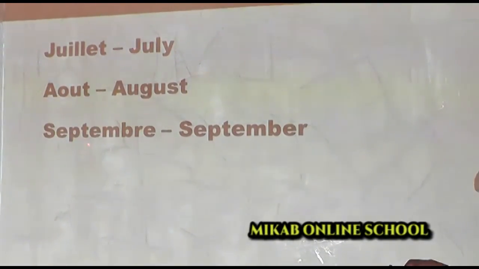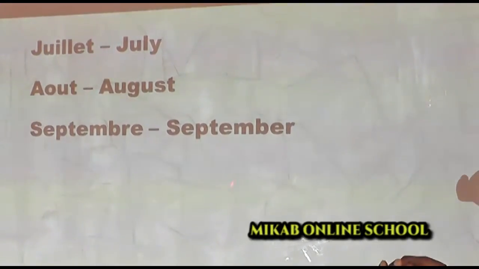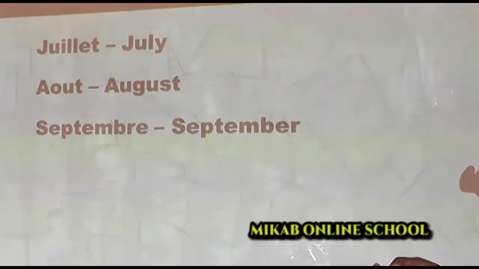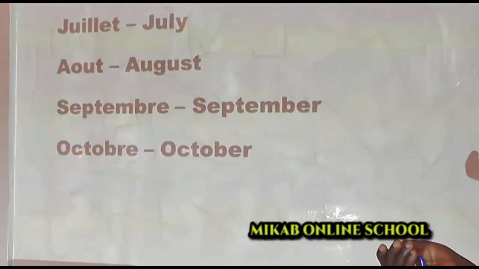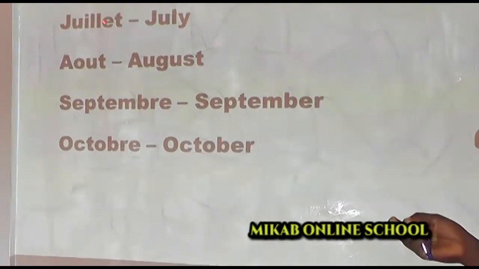We call it Septembre. The spellings are not the same, so check it out. Septembre. We call it September in English, and Septembre in French. The next one is October. We call it Octobre.